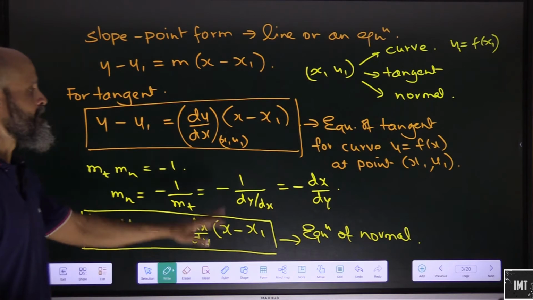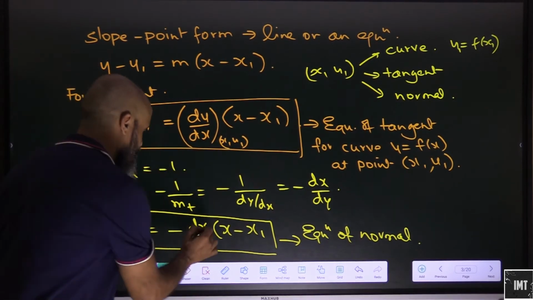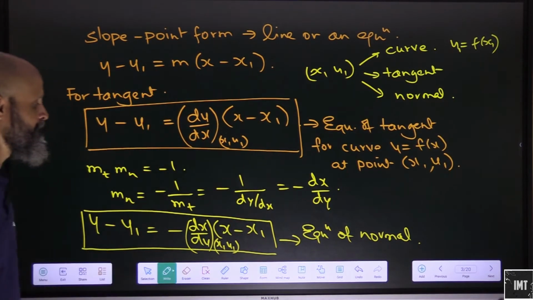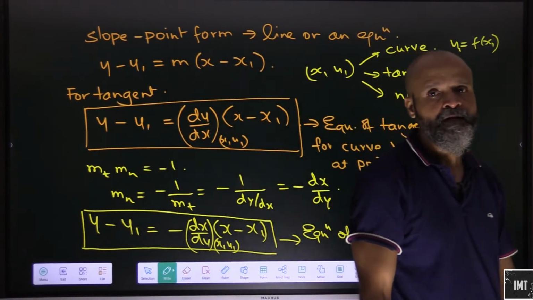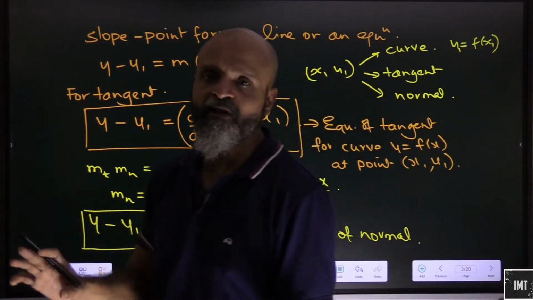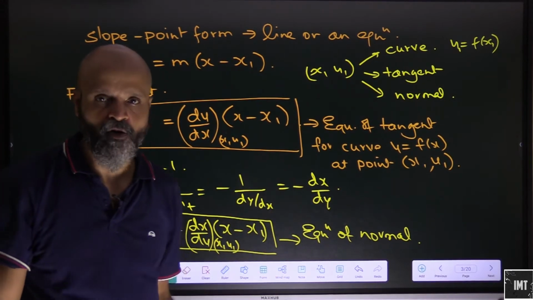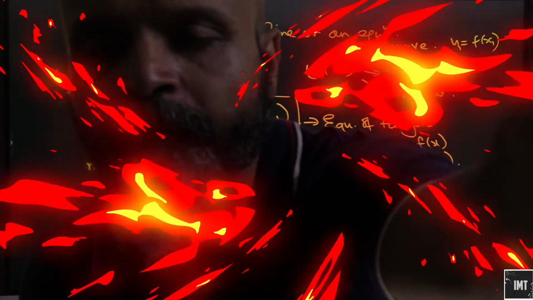Okay. So these are basically two equations that we have, y minus y1 equal to dy by dx at x1 y1 into x minus x1. And so these are basically the equations of the tangents and the normals. So here we are basically trying to find out how to apply the equation to tangents and normals. Okay, so these are certain things that we need to take care of.